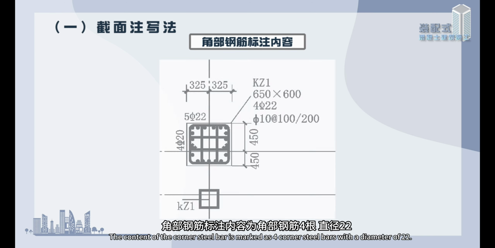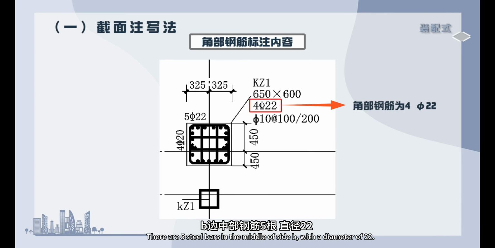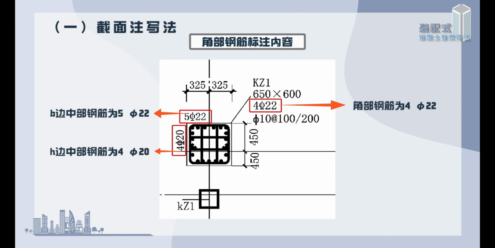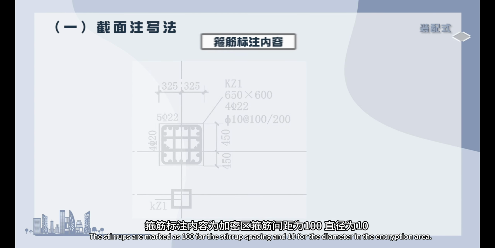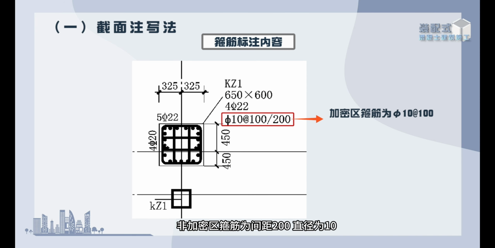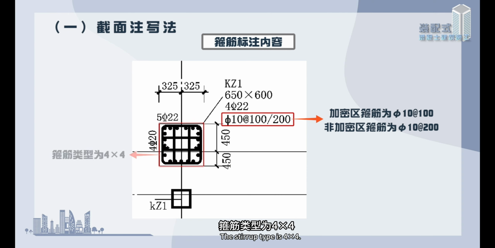The corner steel bar content is marked as 4 corner steel bars with a diameter of 22. There are 5 steel bars in the middle of side B with a diameter of 22. There are 4 steel bars in the middle of the H side with a diameter of 20. The stirrups are marked as 100 for the stirrup spacing and 10 for the diameter in the encryption area. The stirrups in the non-encrypted area have a spacing of 200 and a diameter of 10. The stirrup type is 4x4.